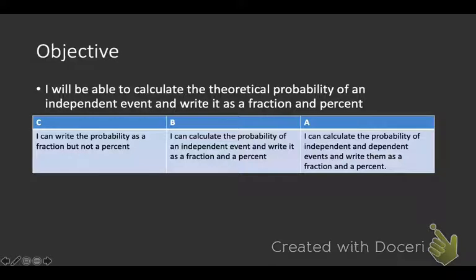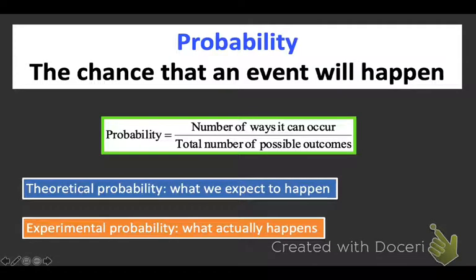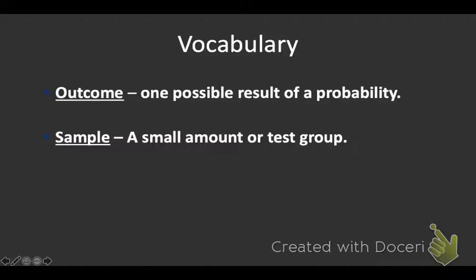us. So yesterday we talked about how to calculate the probability of an independent event and write it as a fraction or percent. You need to take notes of this as well. So probability is the chance that an event will happen, and the way you find it is the number of ways it can occur over the total number of possible outcomes. Again, write things down. I'm not going to go very slowly through this video.